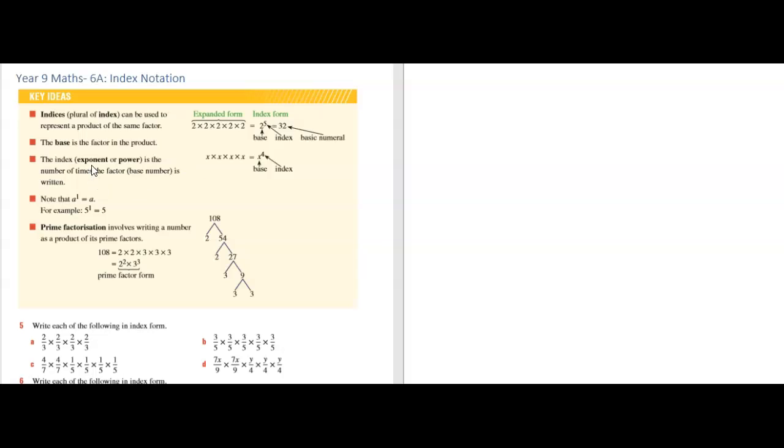The index is also known as the exponent or power. You've probably heard the word lately, exponentially, because we're in this pandemic with the coronavirus, and things can increase exponentially. That just means things can double every day. That's how this pandemic has got out of control, because it's not just multiplying by 2, it's increasing exponentially. And when you think about what that means, it's a graph.